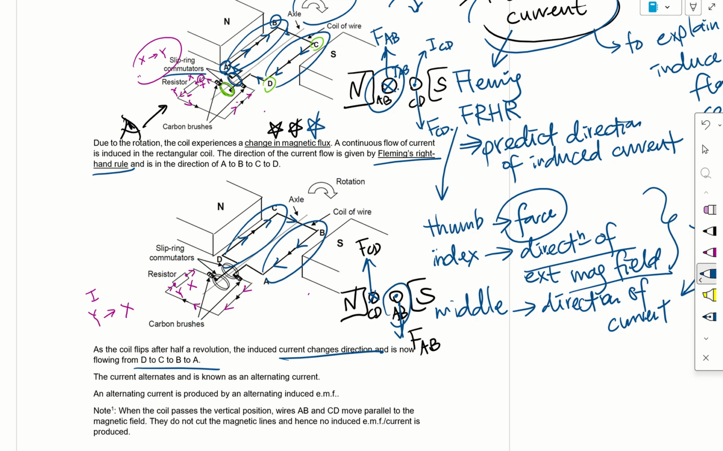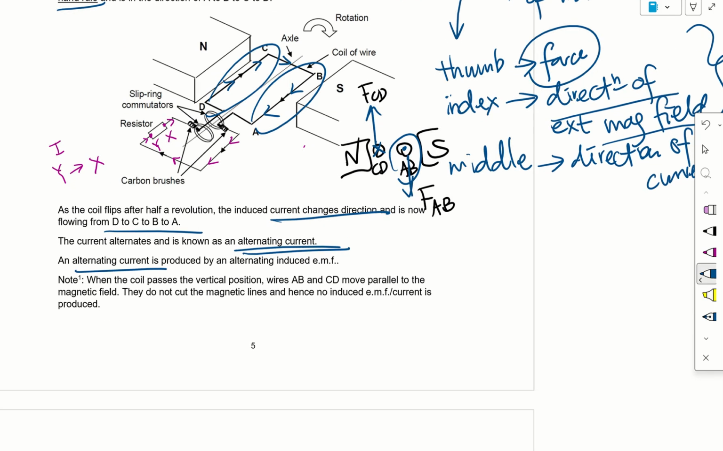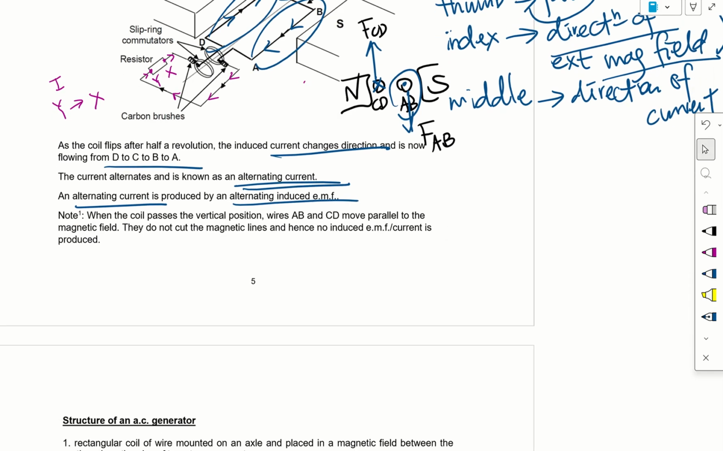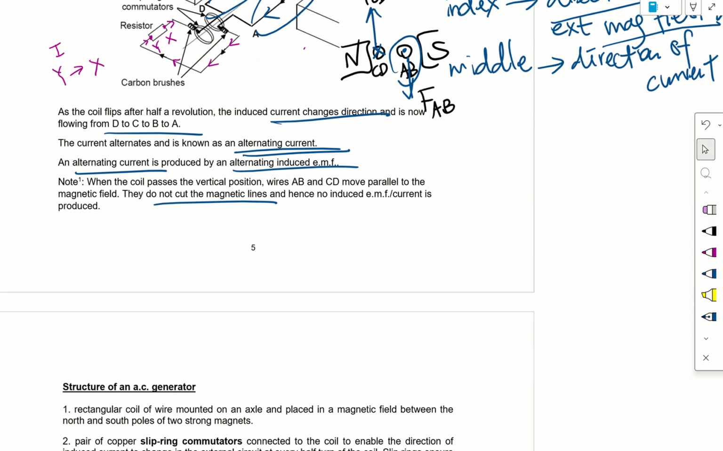direction within the coil. The coil is turned in the clockwise direction. The current is still flowing in the coil in the same direction. But through the external resistor, there is a switch in direction of the current, and therefore this is an alternating current. So an alternating EMF is produced by an alternating induced EMF. When the coil passes the vertical position, wires AB and CD move parallel to the magnetic field, so they do not cut the magnetic field lines, and hence no induced EMF or current is produced.